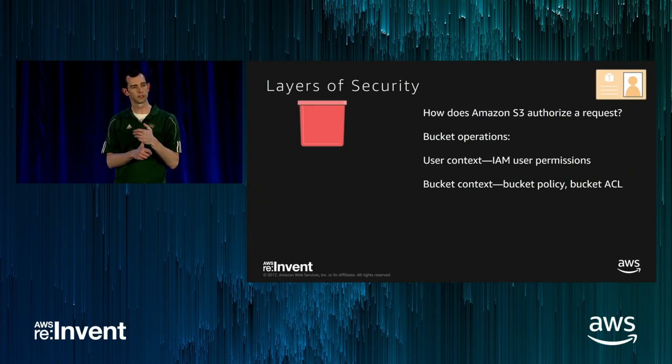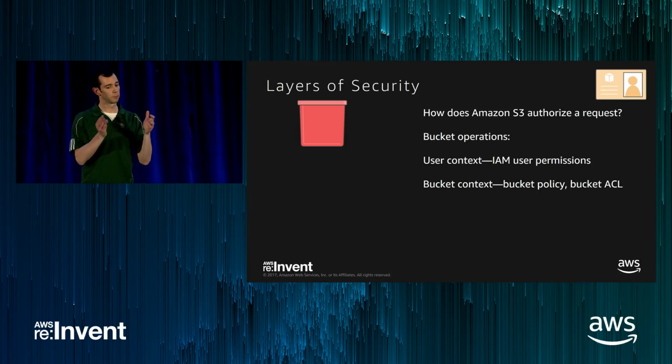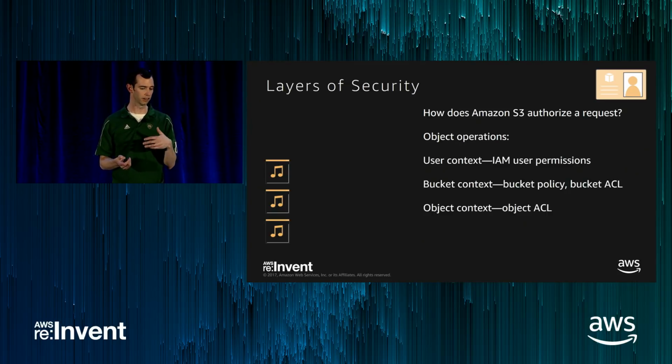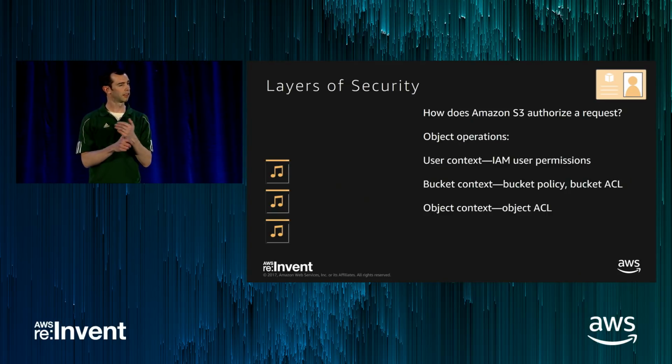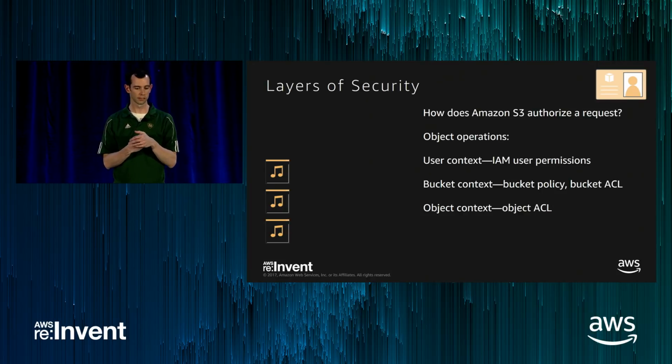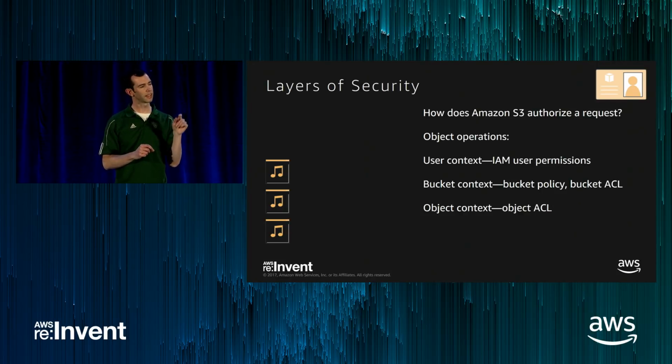So there's a particular type of request. It might be changing a configuration on the bucket. Is that allowed in both the bucket policy we'll look at or the bucket access control list? At the object level, you add an additional layer to that. So once again, does this IAM user have permission to access S3 and this type of request? The bucket context, which is looking at, in this case, whether there's an explicit deny.